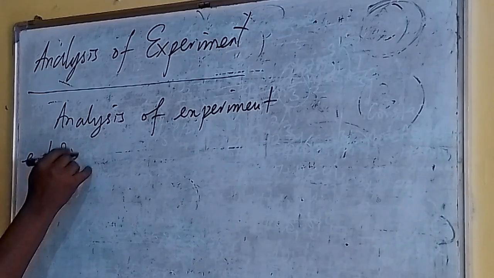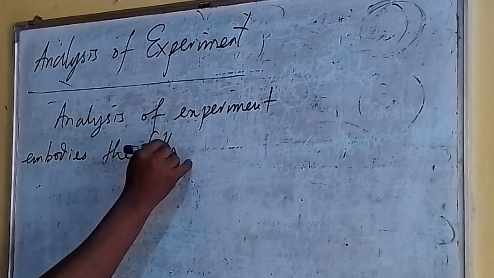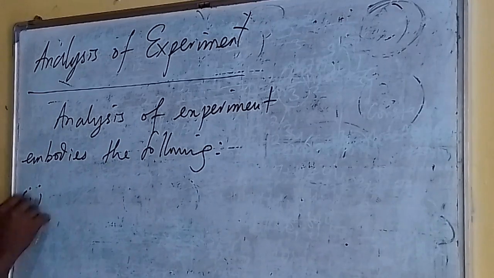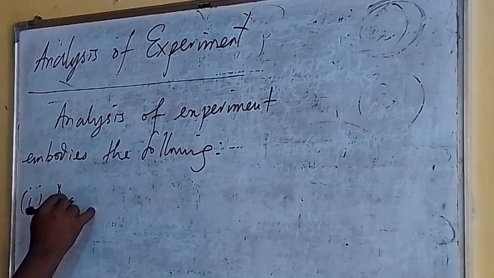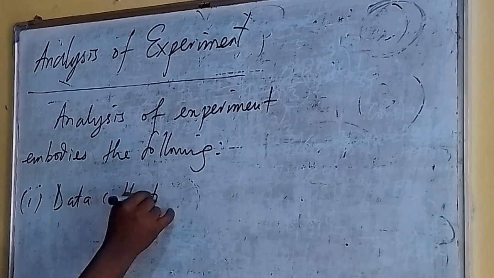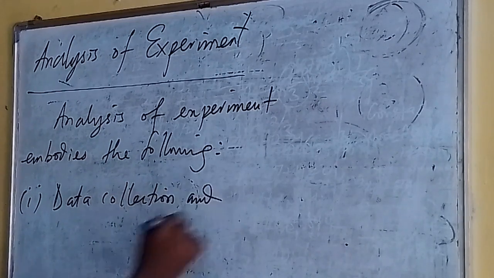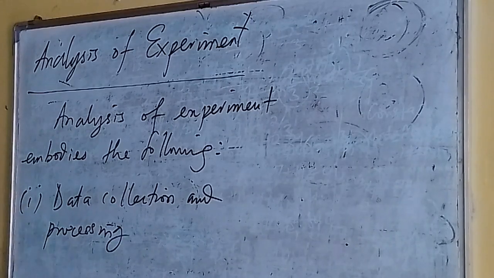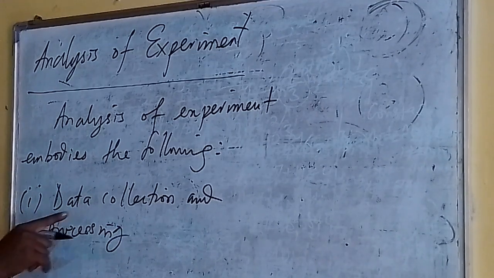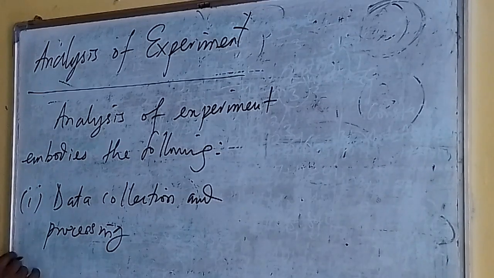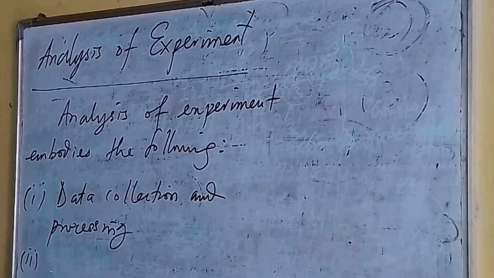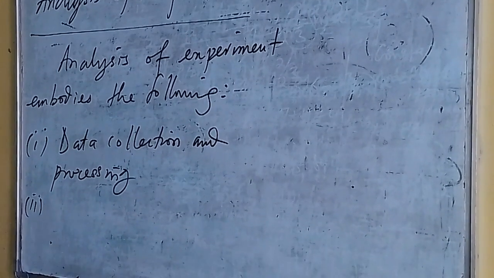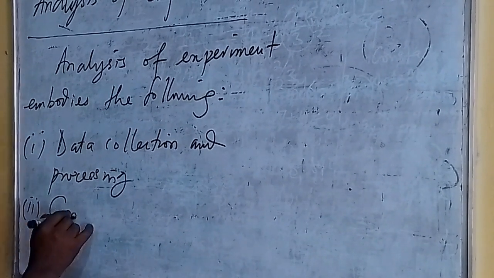Analysis of experiment embodies the following. 1. Data collection and processing. So when you tell somebody that in experimental design you are analyzing the experiment, what you may be referring to is data collection and processing. 2, when you tell somebody that you've started analyzing an experiment, the next process may be computation of statistical tests.